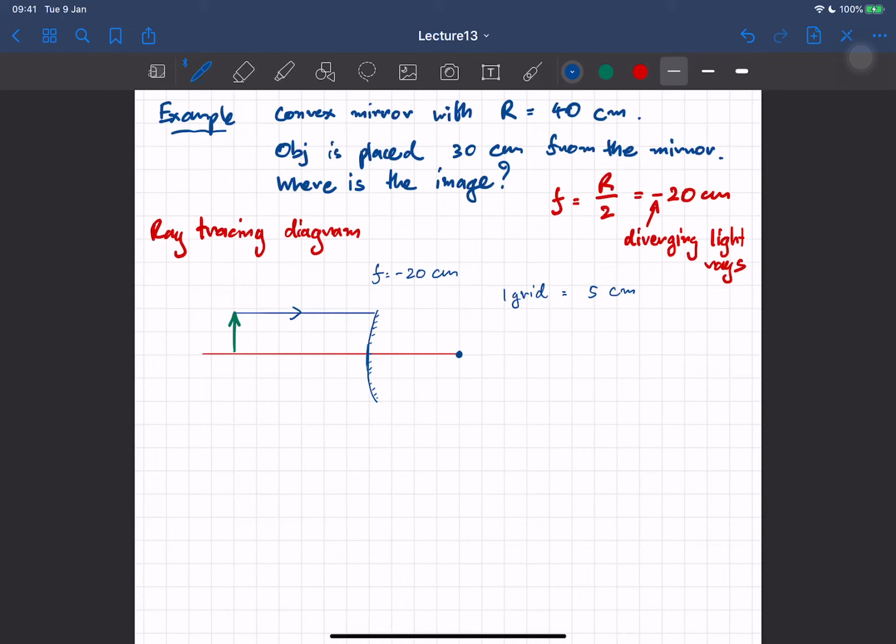Okay, so this light is going to bounce out like this, right? And it's going to bounce such that the ends meet at this point. That's what we're trying to draw here. So I will try my best to draw that carefully. So that's going to look something like this.